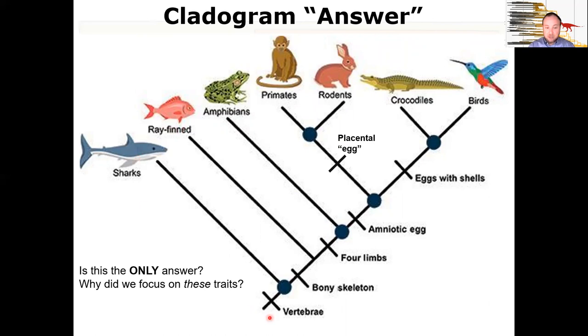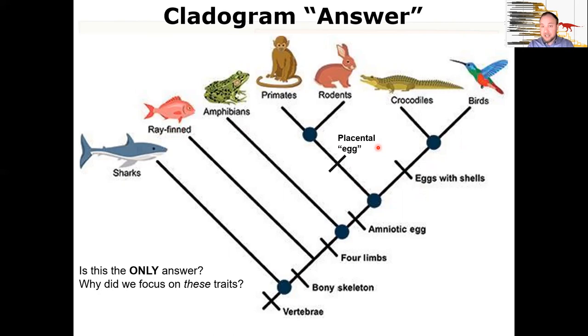So again, vertebrae, all of these animals have vertebrae. That's the primitive characteristic of all of these. Sharks have vertebrae. Bony skeleton, sharks do not have a bony skeleton. Ray finned fish and everything this way does. 4 limbs, fish do not have 4 limbs, everything this way on the tree does. Amniotic egg, so like an egg with a shell or an internal egg in the case of mammals. Amphibians don't have a hard shell. They have to lay their eggs in water. They're subject to the environment. All of these are not. Then there's kind of the split between the placental egg and the eggs with shells. Crocodiles and birds lay eggs with shells. Mammals have internal eggs that develop in the placenta as the quote-unquote egg.